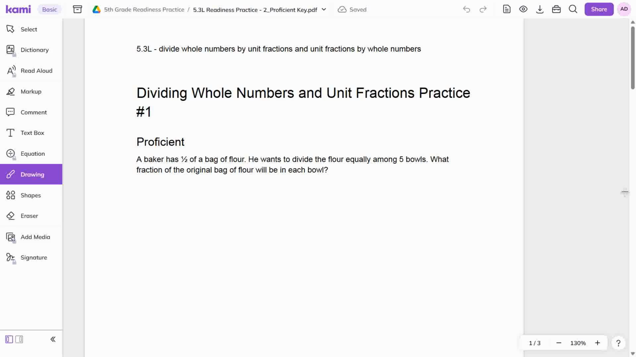Today we are looking at the 5th grade concept of dividing whole numbers and unit fractions. This is 5.3L Readiness Practice, the Proficient version.